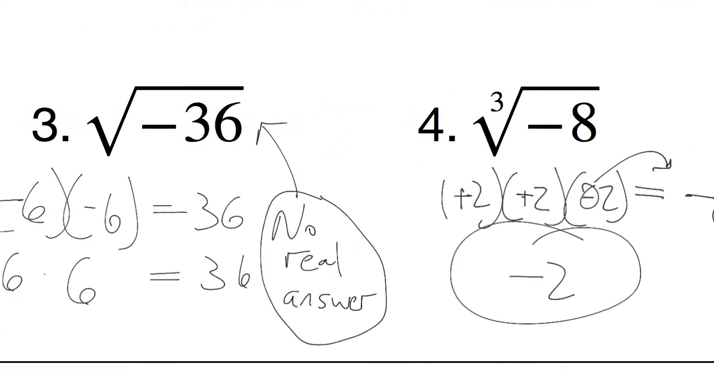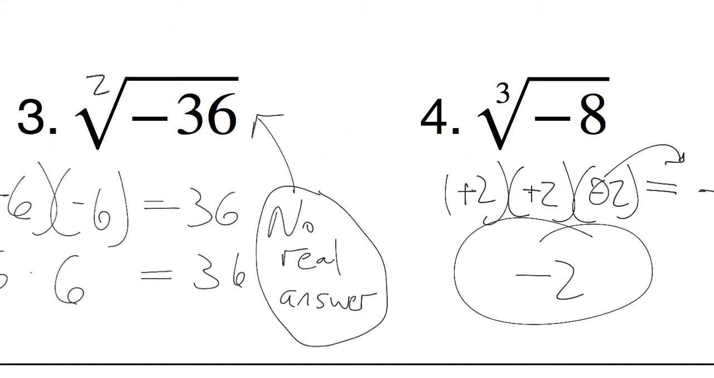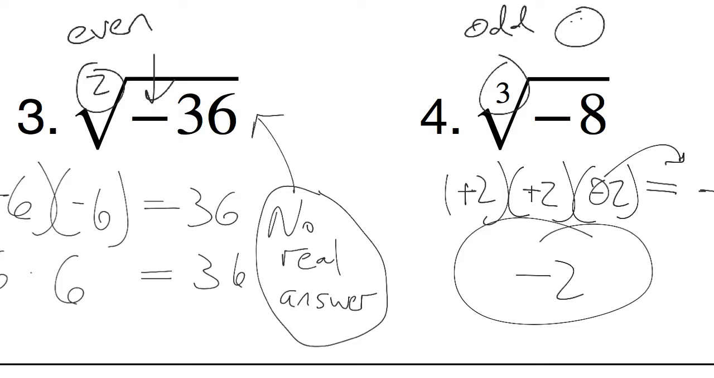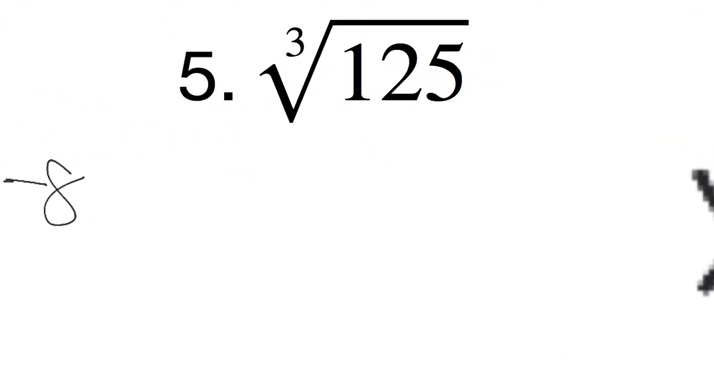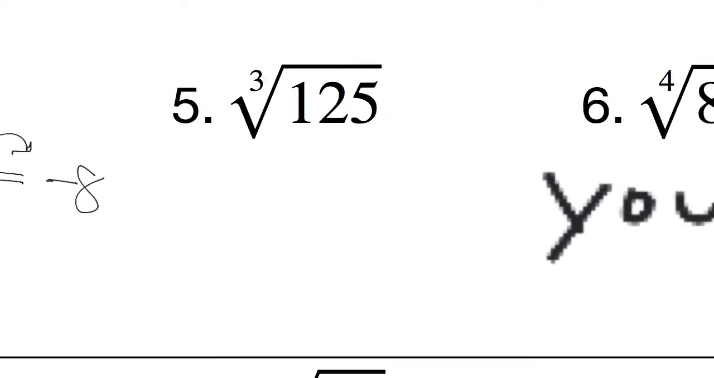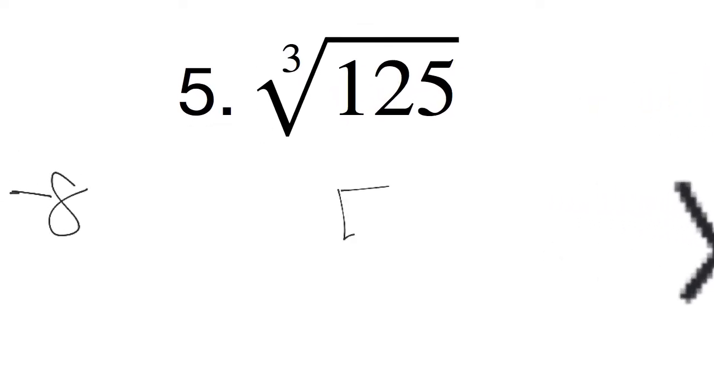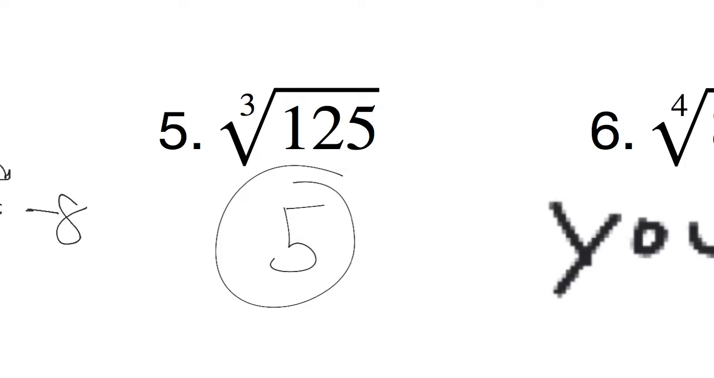So just to summarize, when you're using a regular square root, or even when this number is even, then you can't have negatives and get a real answer. But when it's odd, you can. You can get negatives inside the radical and still get a real answer. What times itself 3 times is 125? That would be 5. 5 times 5 is 25, times 5 is 125.